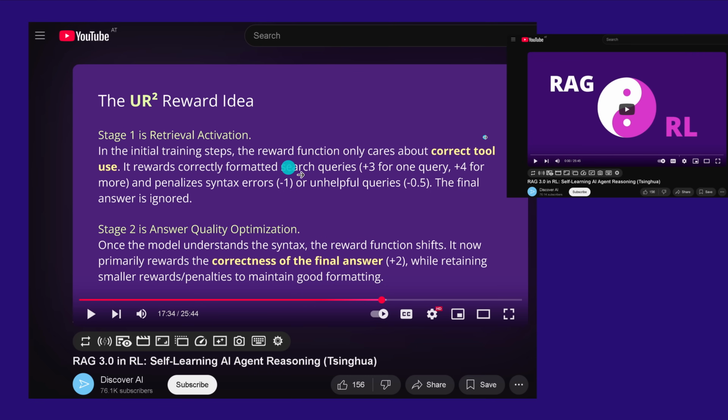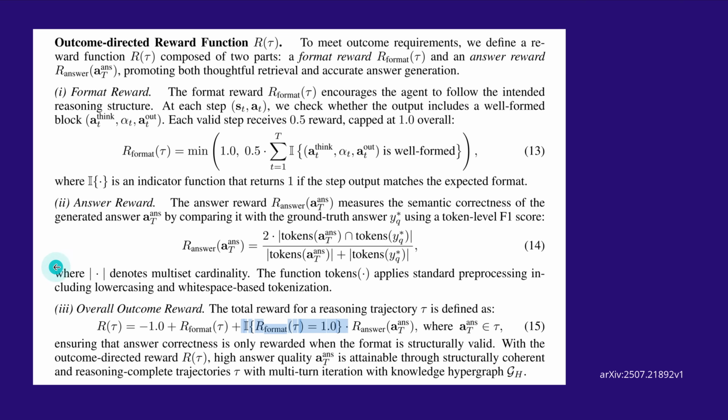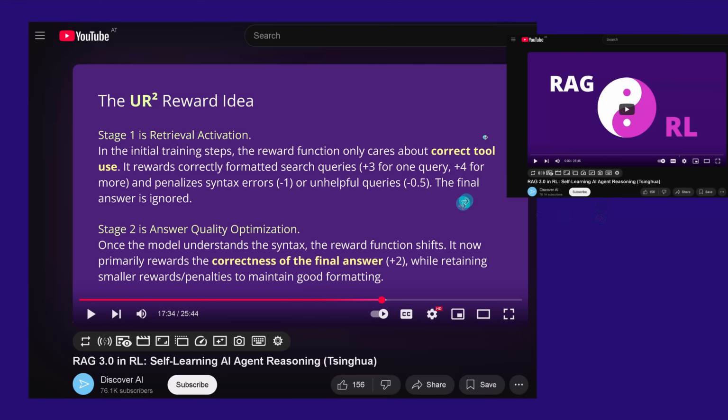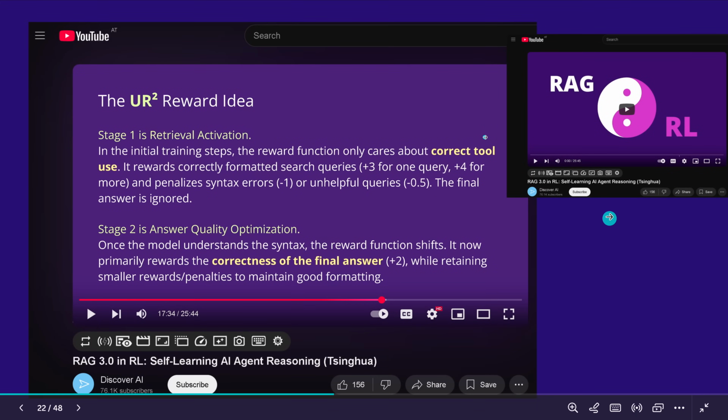And you see that this idea from UR2, from the authors of UR2, you now also find in this publication, here in the third video, where we also have the format reward function and the answer reward function, where in the second stage we go for the semantic correctness of the generated answer. So you see so many parallel things here. This was by Tsinghua University.